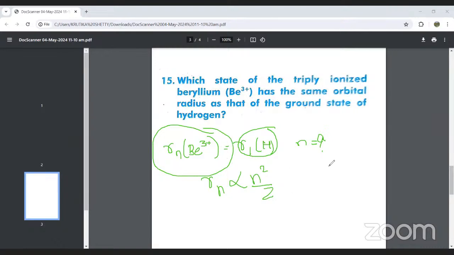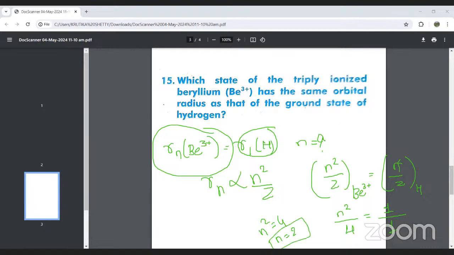Okay. So for this, now what we can do, that is n square divided by Z. And here it is beryllium 3 plus, which is equal to n square divided by Z for the ground state. Right. So this is n square divided by beryllium Z value. How much is it here, students? It is 4, which is equal to n square for the hydrogen atom, it is ground state. Therefore, 1 square is 1 divided by 1. So this is nothing but 1. Therefore, n square is equal to 4, and n is equal to 2.